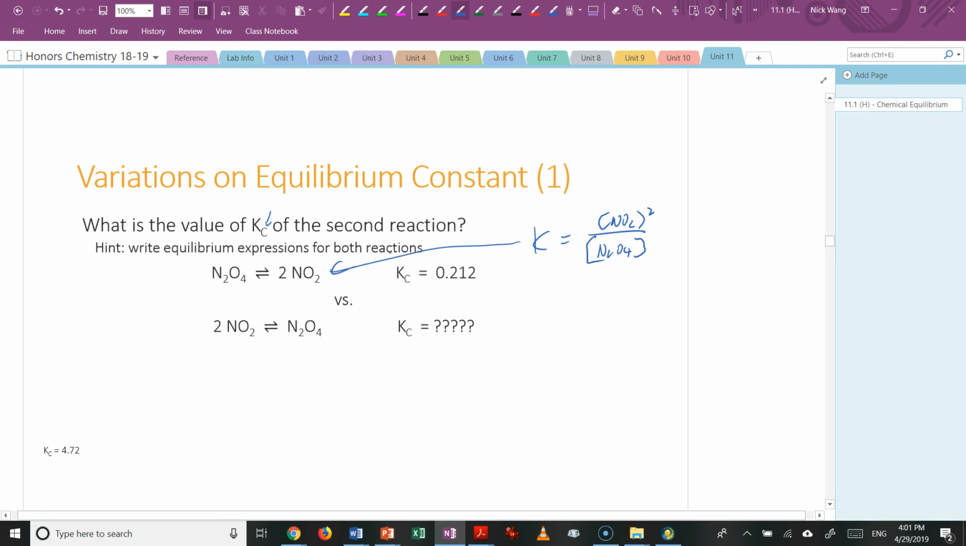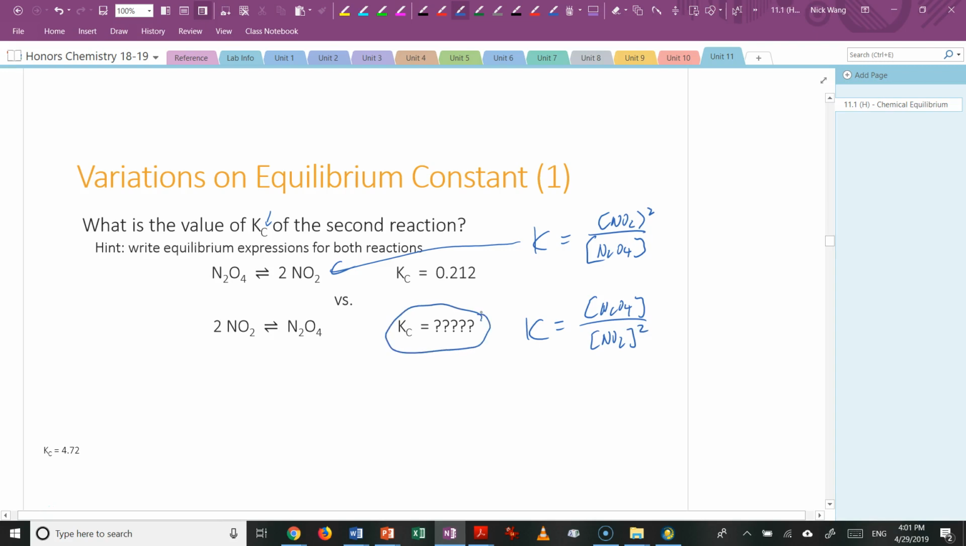But you can see right here, the reactions are flipped. The reactants and products are flipped on either side of the equation. Let's see what happens. The result of that is going to be N2O4 over NO2 squared. Well, how does that help me out? How does that help me solve for this? I literally just wrote 2 different expressions, neither of which have numbers.